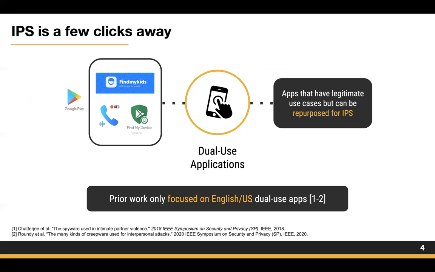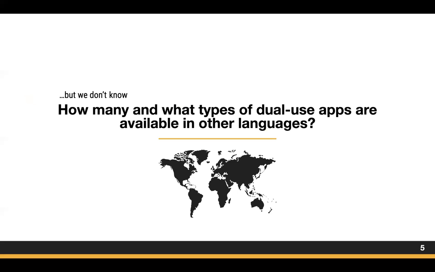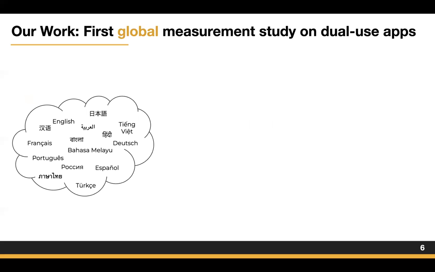Prior work have studied English dual-use apps found in the US. However, since IPV occurs everywhere around the world, it is important to expand our knowledge beyond English and the US. We ask, what types of dual-use apps are available in languages other than English? And are these apps easily found in other languages? In this work, we investigate dual-use apps available in other languages. Our work is the first global measurement study on dual-use apps.